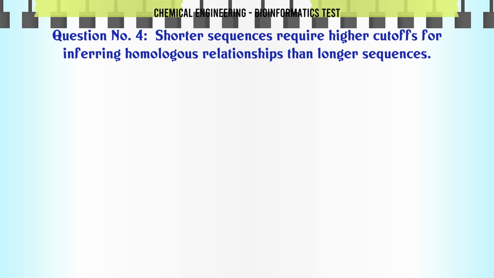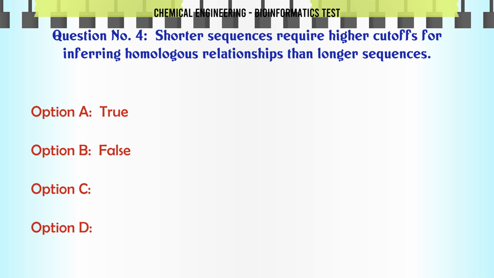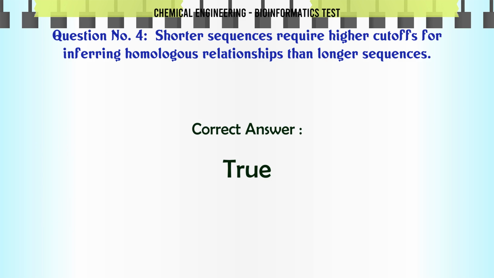Shorter sequences require higher cutoffs for inferring homologous relationships than longer sequences. A. True. B. False. C. D. The correct answer is true.